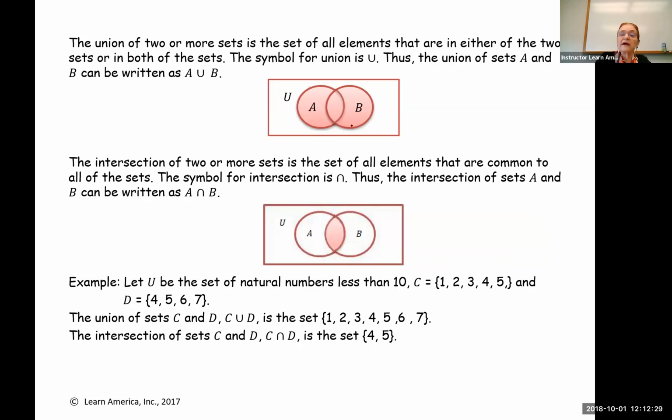If you look at the diagram, you can see that we have set A here, we have set B there, and everything that's in A or B or both is shaded. That's the union of the two sets, A ∪ B.